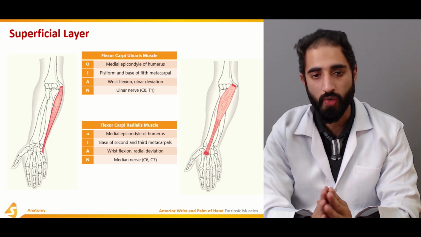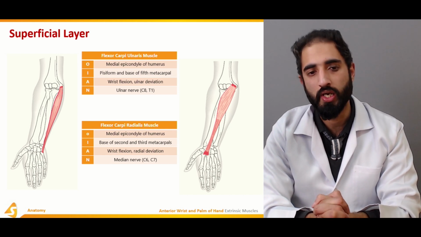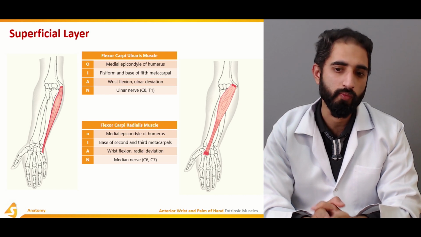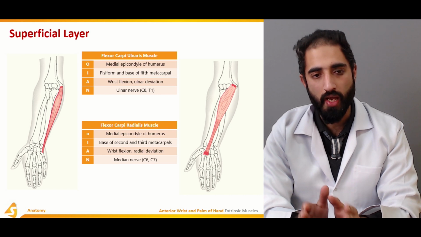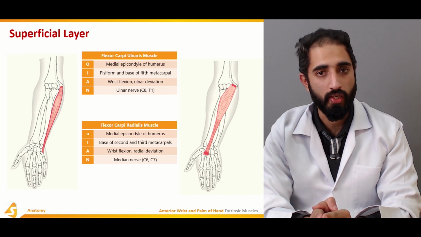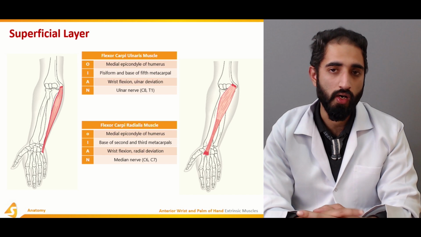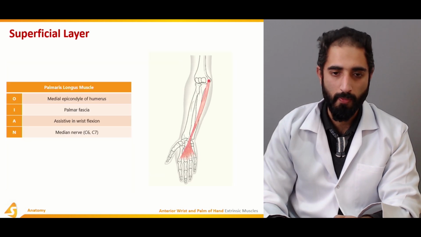Another difference is the nerve supply. The nerve supply of the flexor carpi ulnaris is by the ulnar nerve and the nerve roots C8 and T1, whereas for the flexor carpi radialis it is the median nerve with nerve roots C6 and C7.